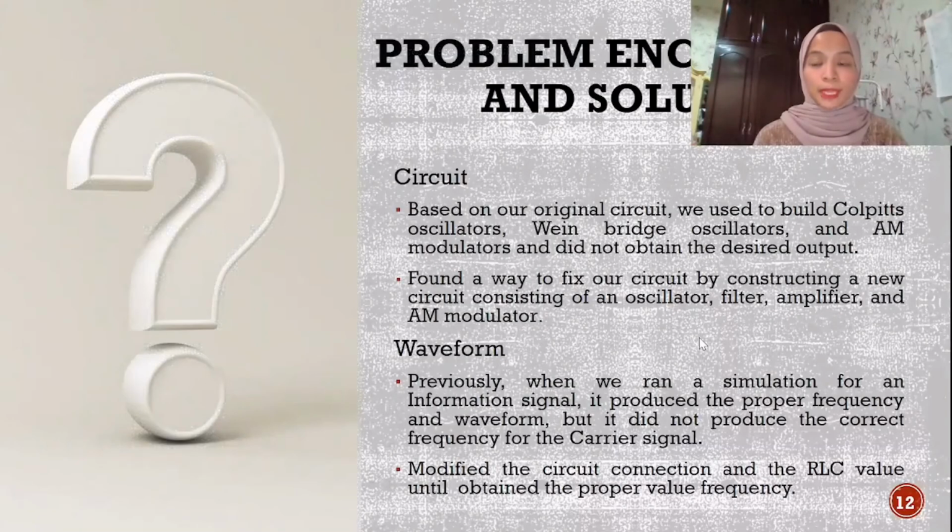For the problems encountered and solutions. Firstly, for the circuit, based on our original circuit, we built Colpitts oscillators, Wien bridge oscillators, and AM modulators, and we did not obtain the desired output. Eventually, we found a way to fix our circuit by constructing a new circuit consisting of an oscillator, filter, amplifier, and AM modulator.